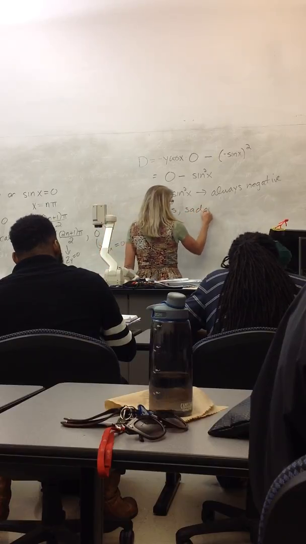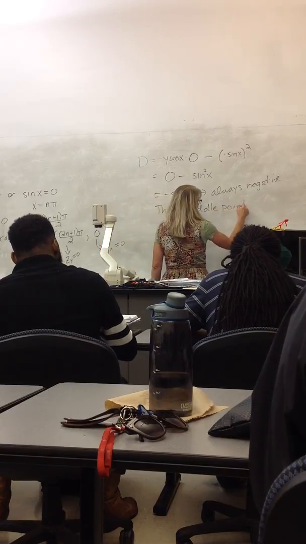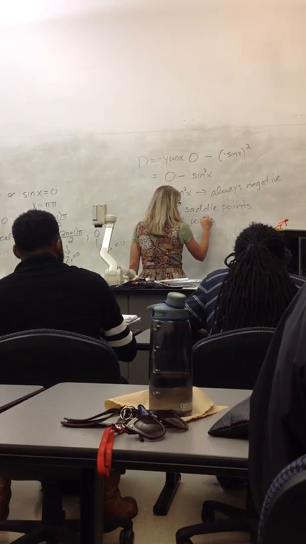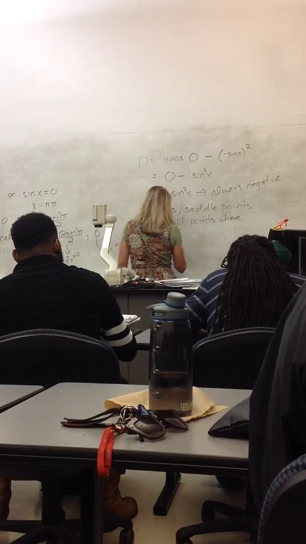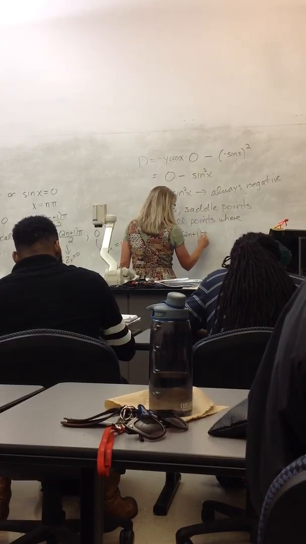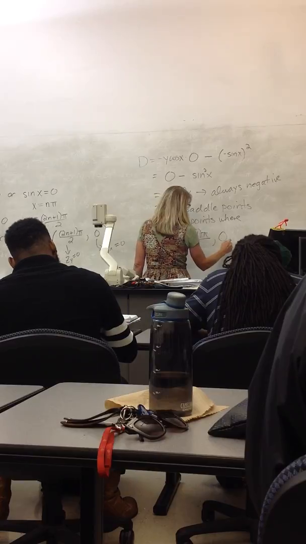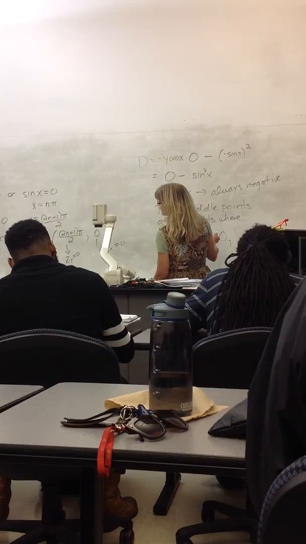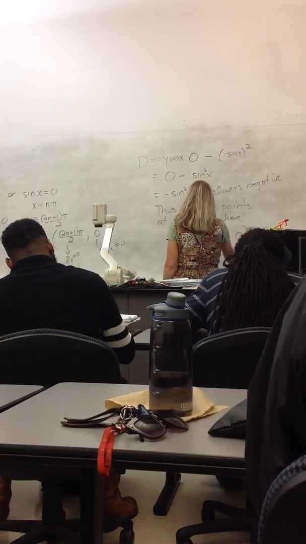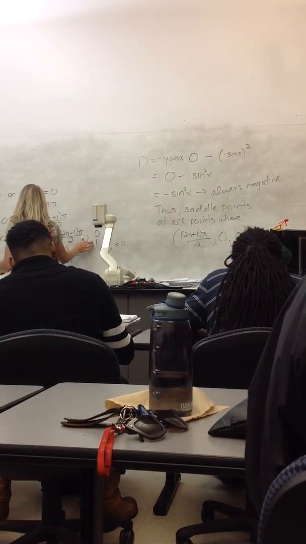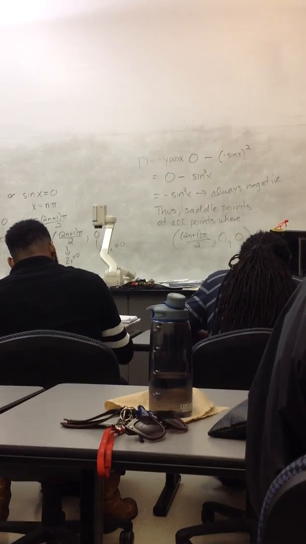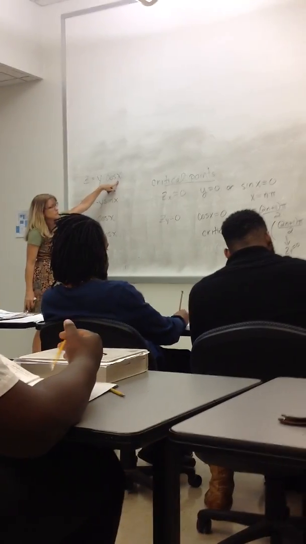Thus, saddle points at all points where x is some odd multiple of pi over 2, y is 0, and then z would end up being 0. If you plug these into your original function, z is going to be 0 because y being 0 makes it 0, but then also odd multiples of pi over 2 make that 0.